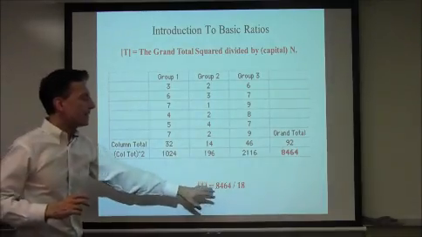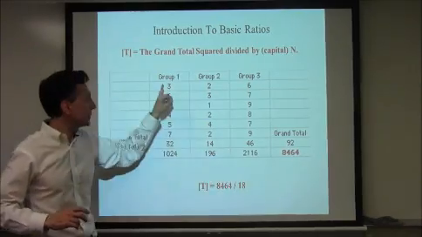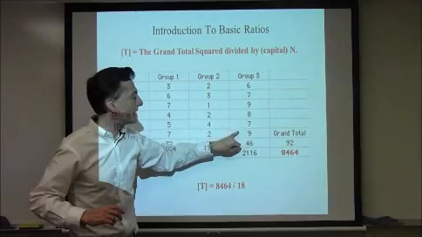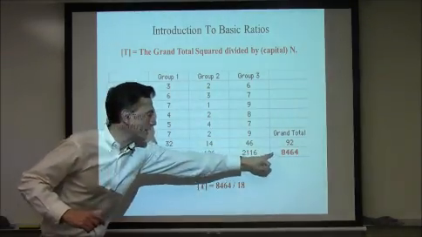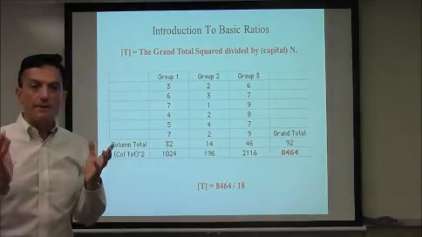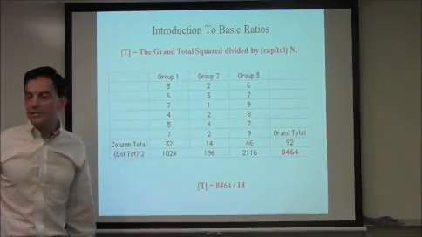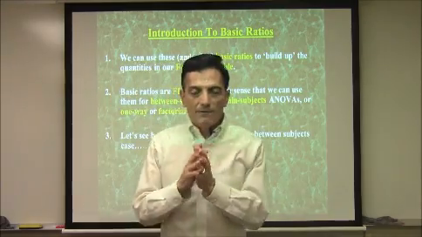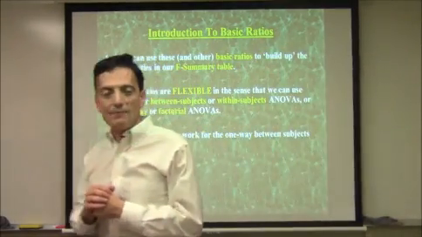And then we're going to divide that by the total number of participants that we have. In this case, we have 18 participants because we have 1, 2, 3 groups, and we have 1, 2, 3, 4, 5, 6 participants per group. Okay, so that's the grand total squared, 8464, divided by 18, gives us our third basic ratio, the basic ratio for the grand total. That's called T.